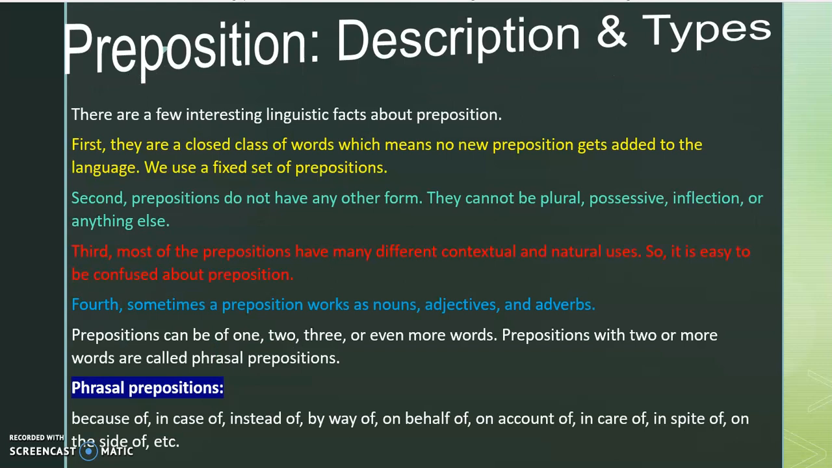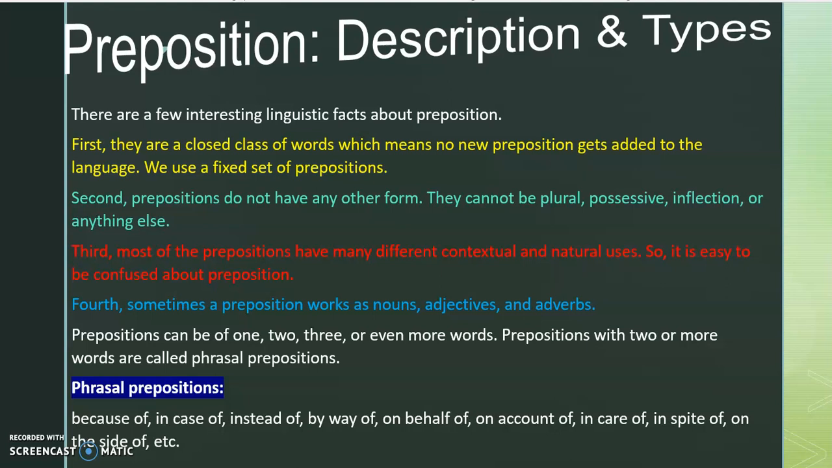There are a few interesting linguistic facts about prepositions. Firstly, they are a closed class of words, which means no new preposition gets added to the language. Second, prepositions do not have any other form. They cannot be plural, possessive, or inflected. Third, most prepositions have many different contextual and natural uses, so it is easy to be confused about prepositions. Fourth, sometimes a preposition works as a noun, adjective, or adverb.